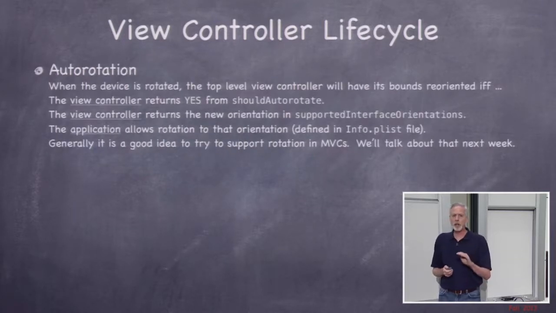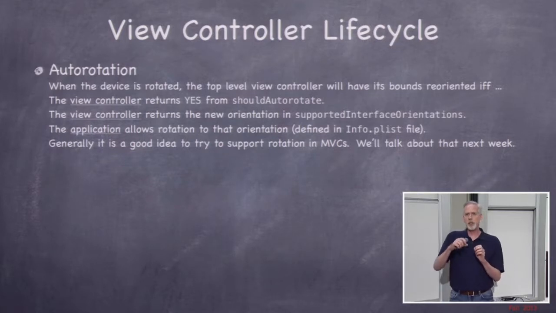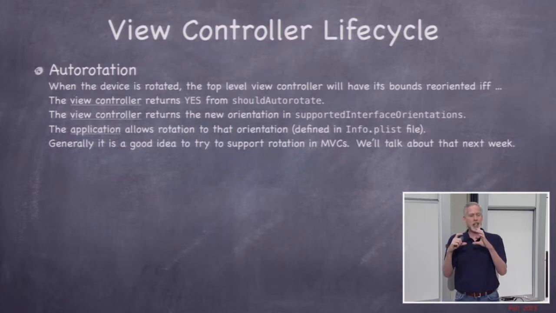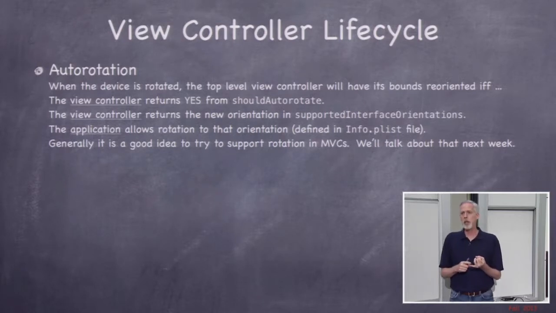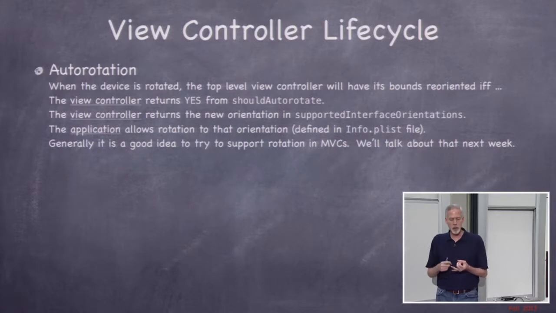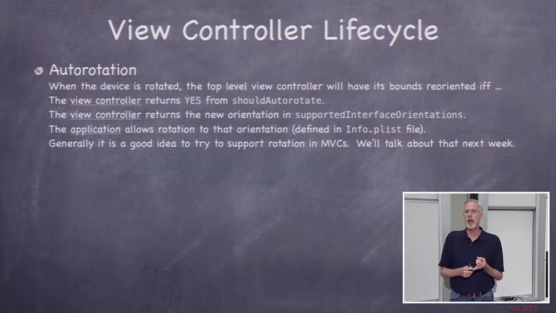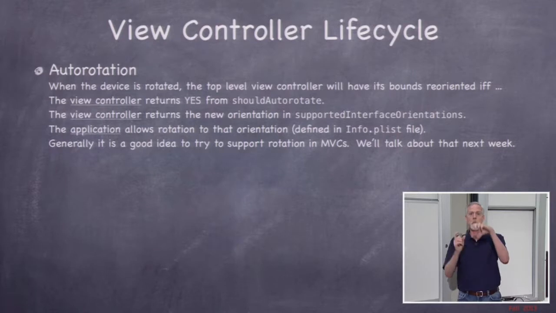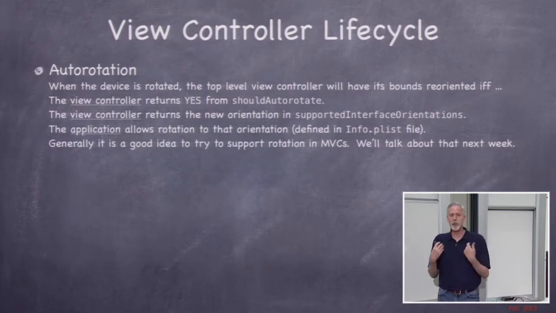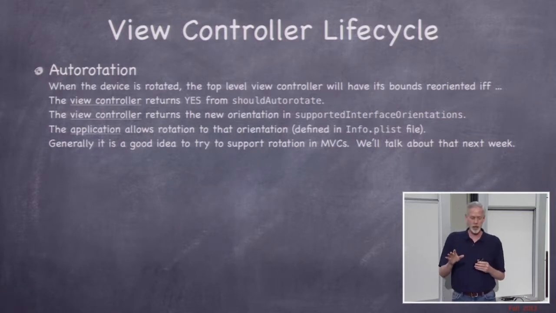So I want to talk a little more about autorotation. This is the thing where you turn the phone and your geometry automatically gets changed. That automatic change to the new geometry only happens if these conditions are true. Your view controller has to return yes from shouldAutorotate, which is the default. Your view controller has to return that new orientation from supportedInterfaceOrientations, a method that returns an enum with landscape and portrait upside down in there. So you have to say that you support the various rotations. I believe by default it supports all rotations.